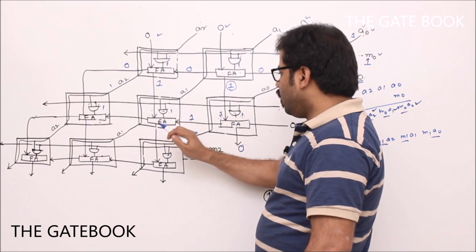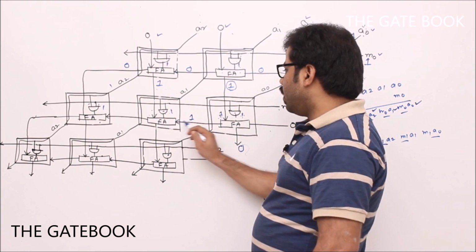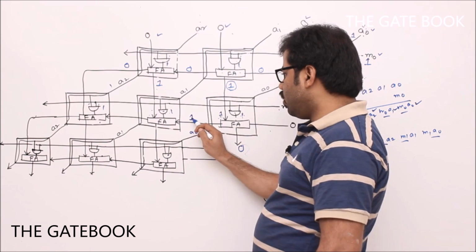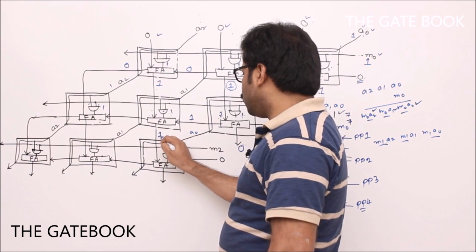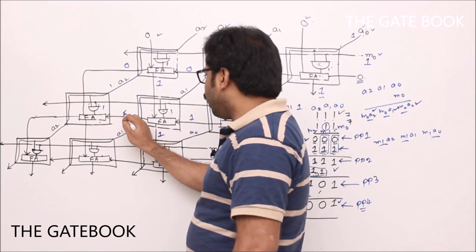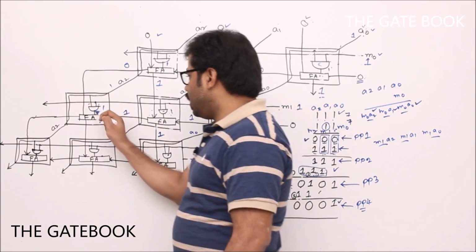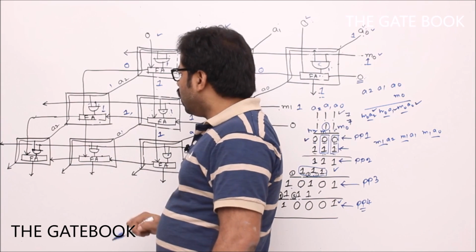1 is coming from here, this AND gets result 1 and this carry is 1. 1 plus 1 plus 1, what is the sum then? 1. This sum is 1. Okay, so what is the carry? 1 here. Okay, now see here, this is 1, this is 1, anything else?